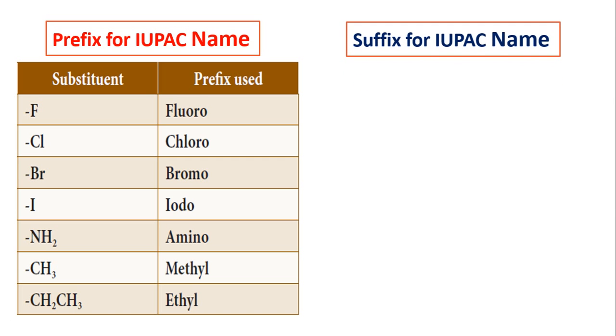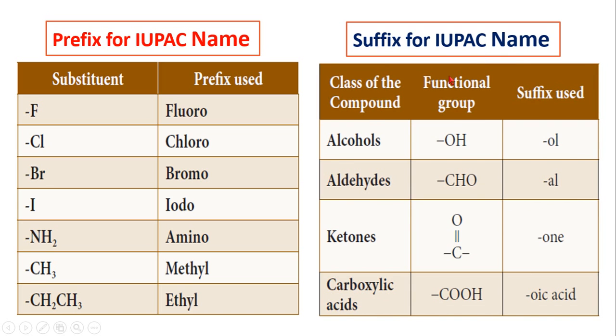Now we pass on to the suffix for IUPAC name. The suffix forms the end of the IUPAC name. It is divided into two parts, such as the primary suffix and the secondary suffix. The primary suffix means here the carbon atom is attached with the other carbon atom. They attach with a single bond. All the carbon bonds are connected with single bonds, and the suffix is completed with ANE. If it contains a double bond, ENE. If it contains a triple bond, YNE.